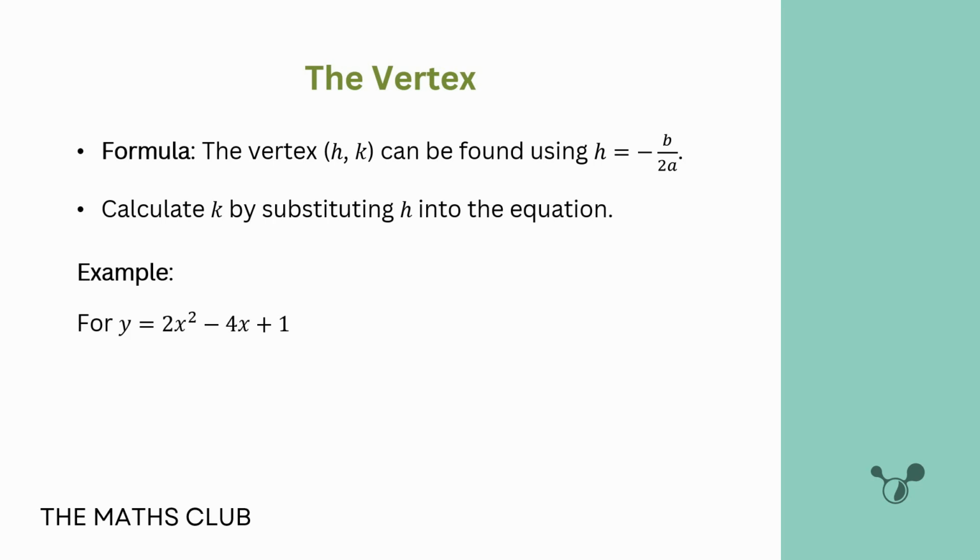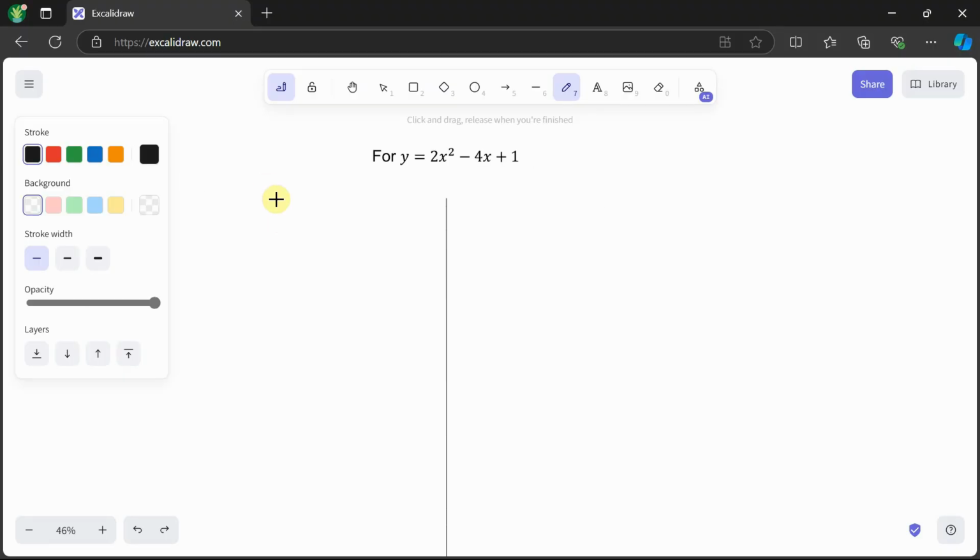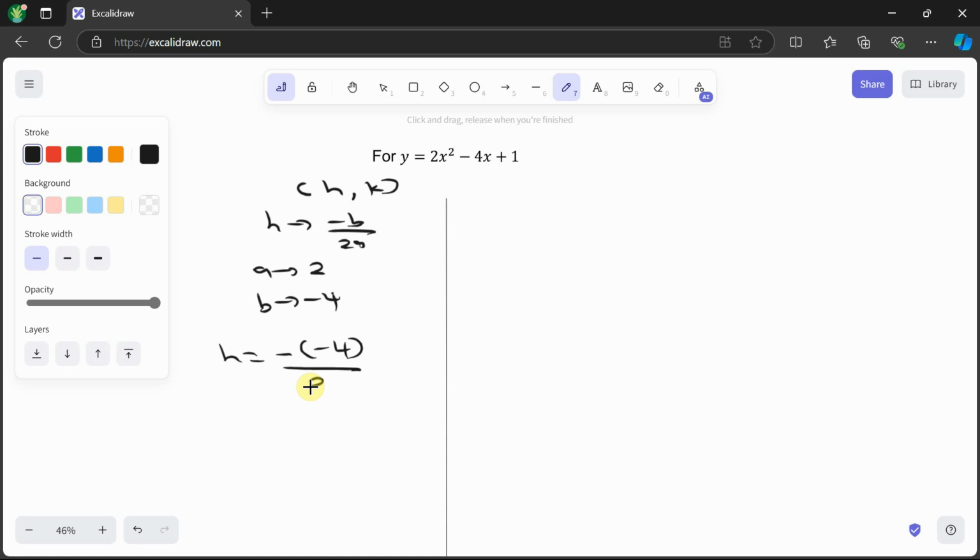We're told for y is equal to 2x squared minus 4x plus 1, we should find the vertex position. So we know our vertex position is h comma k, and we know that to find h we can say minus b all over 2a. What is a? In this equation, a is the coefficient of x squared, which is 2, and b is the coefficient of x, which is minus 4. So let's substitute. h will now be equal to minus 4 all over 2 times 2, right? Minus as minus is plus, that will be 4 all over 2 times 2 is 4, so that will give you 1. So my h is 1.